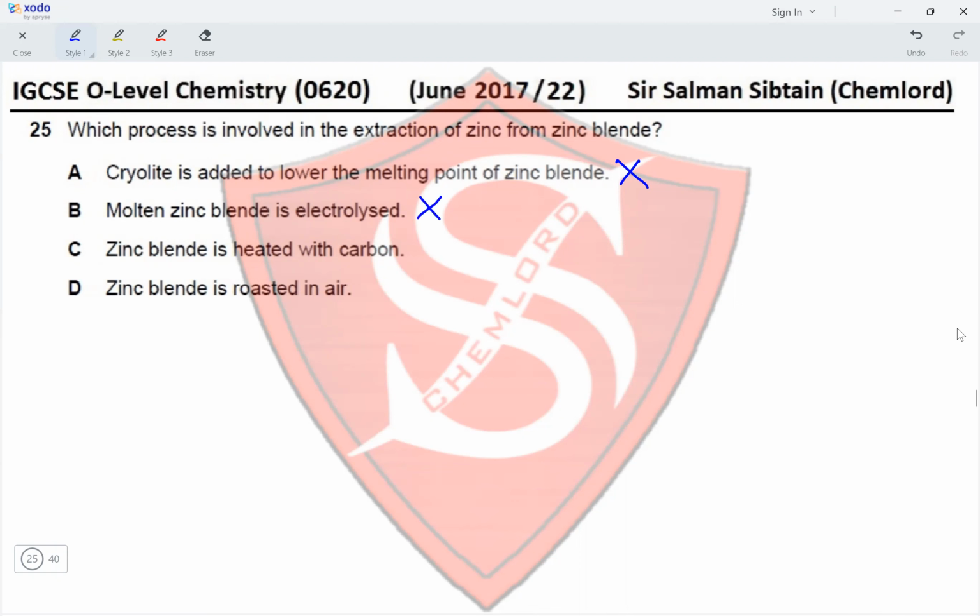Zinc blende is heated with carbon. No, zinc oxide is heated with carbon. And zinc blende is roasted in air. Yes, this is the correct procedure of extracting zinc from zinc blende. This makes option D the correct option for this question.